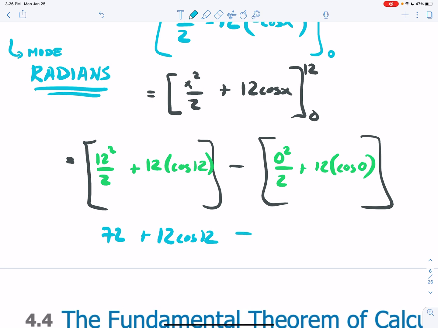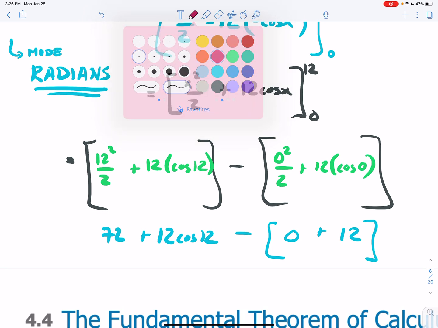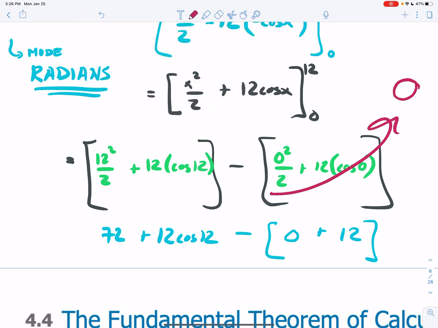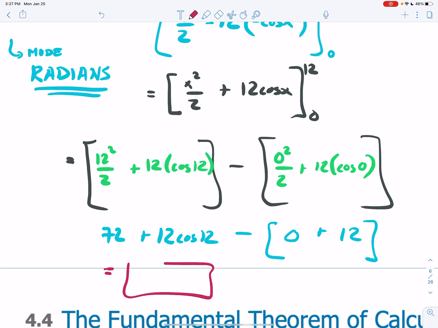Minus 0 squared over 2 is just 0. And the cosine of 0 is 1. So 1 times 12 is 12. And this is what I mean, you guys. A lot of you will think, okay, I plug in 0, this whole thing is going to come out to 0. That is not always the case, all right? So you could keep going and evaluate this, but really that's not my main concern. I don't know what the answer comes out to, but I assume it's going to come out something positive, okay?